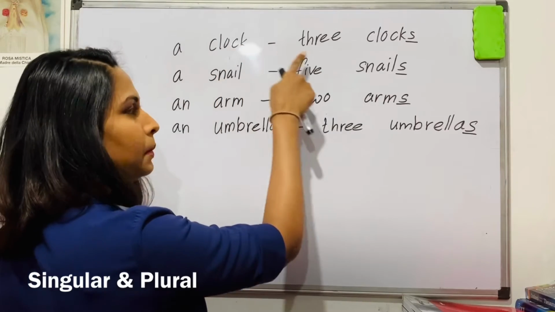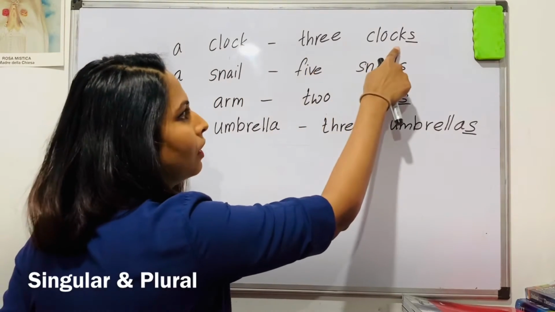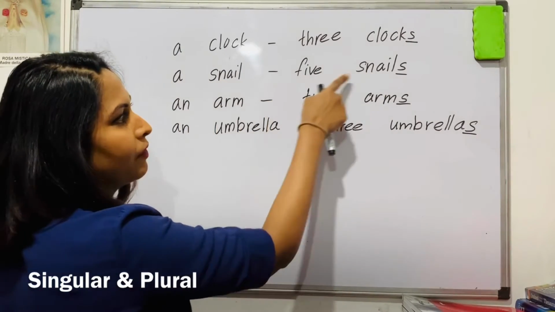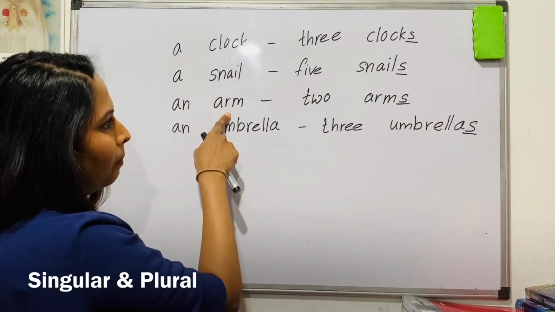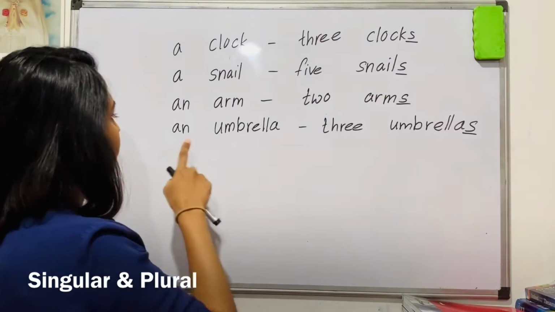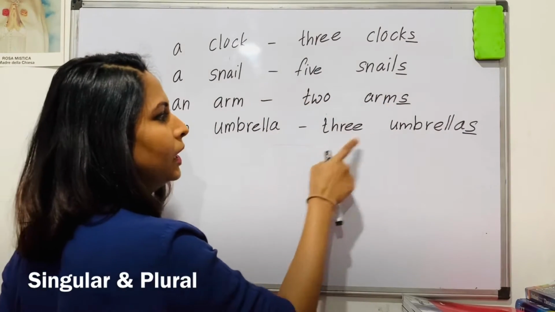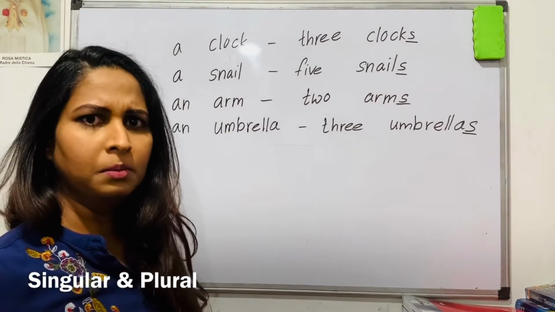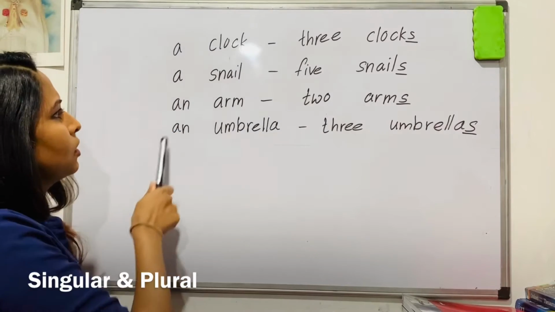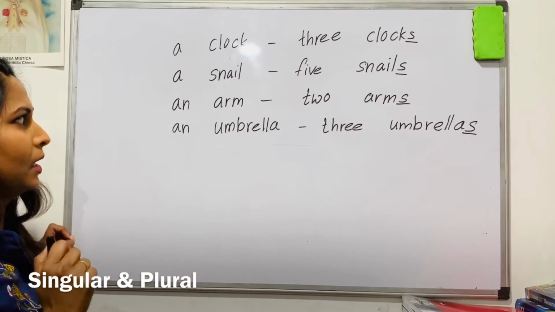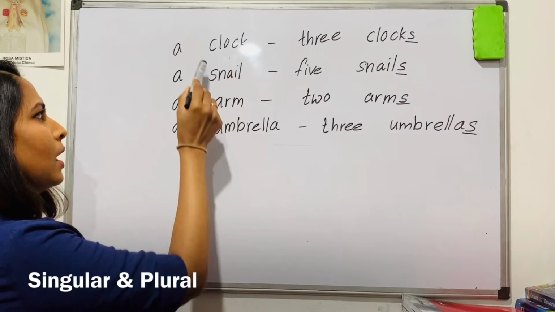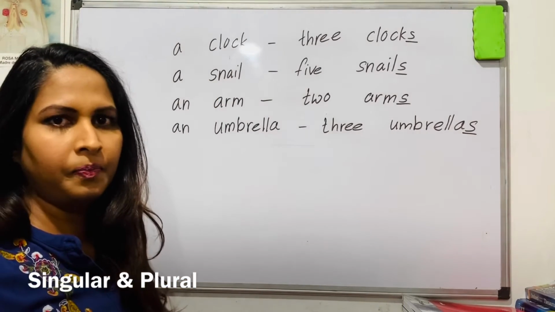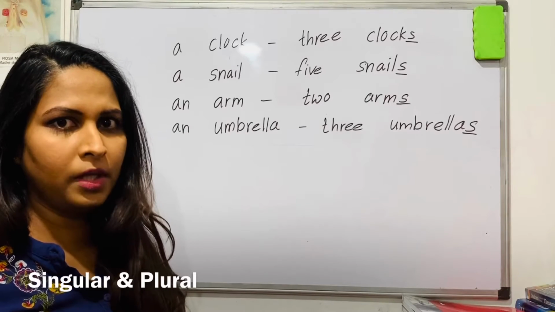A clock becomes 3 clocks. We add an s. A snail, 5 snails. An arm, 2 arms. An umbrella, 3 umbrellas. Now maybe you have a problem about using articles. You can see for some nouns I have used a, but for some I have used an. Do you have a question about that?